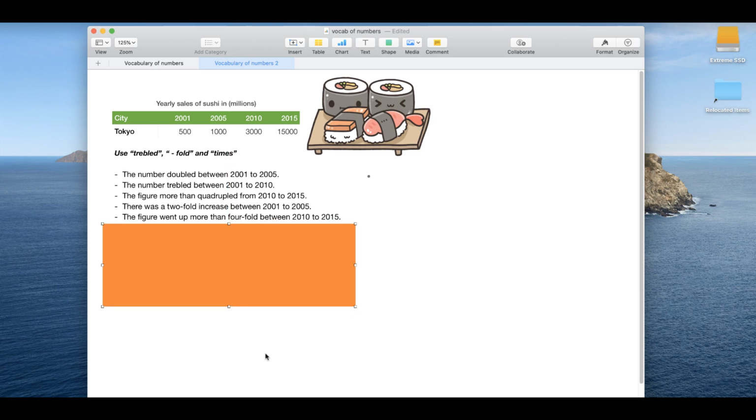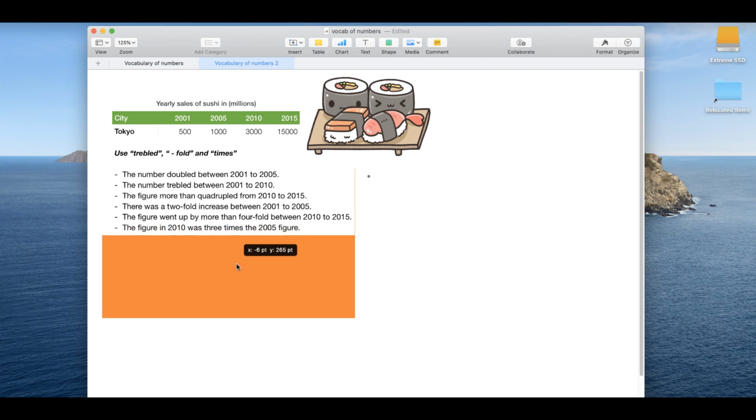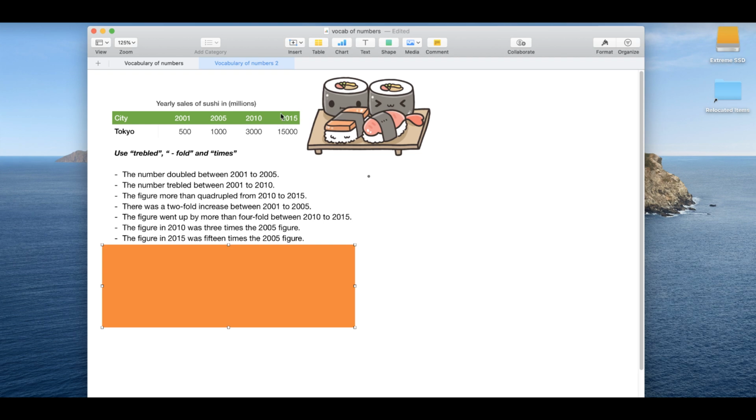You could also say the figure went up by more than 4-fold between 2010 to 2015. So it's the same as the sentence, the figure more than quadrupled. So we can also say the figure went up by more than 4-fold from 2010 to 2015. Next sentence. The figure in 2010 was 3 times the 2005 figure. So now we have to use the word times. When you use the word times, you want to talk about this first and then compare it to something in the past. And the last one is the figure in 2015 was 15 times the 2005 figure.